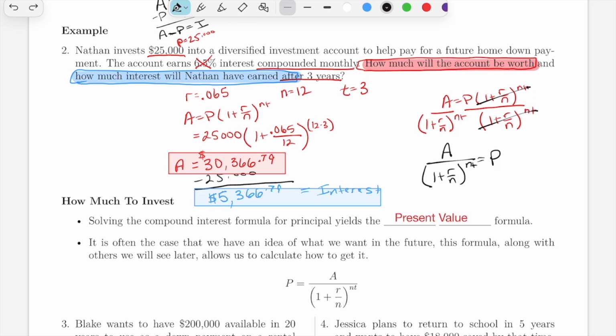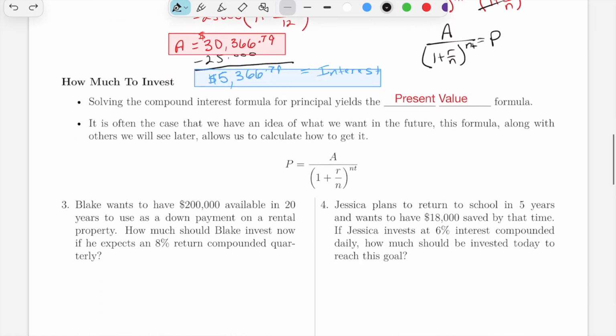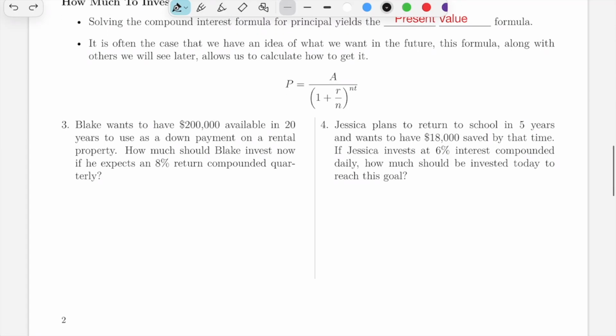What this is useful for is if you have an idea of some amount of money that you want to have in the future, this formula will tell you how much you need to invest right now so that you can reach your goal. Let's look at a practical example. Blake wants to have $200,000 available to him in 20 years to use as a down payment on a rental property. How much should Blake invest now if he expects to have an 8% return compounded quarterly?